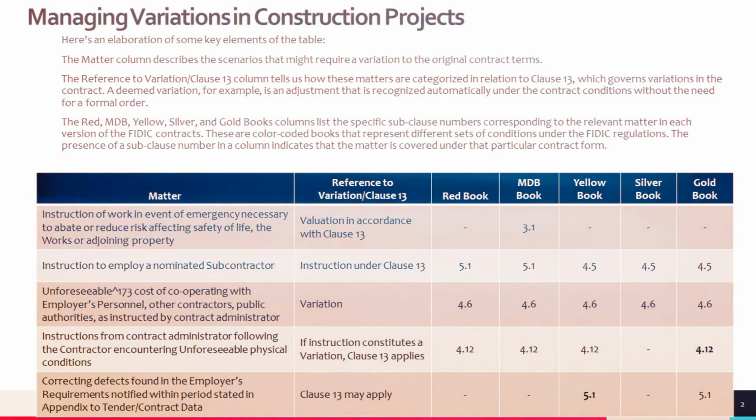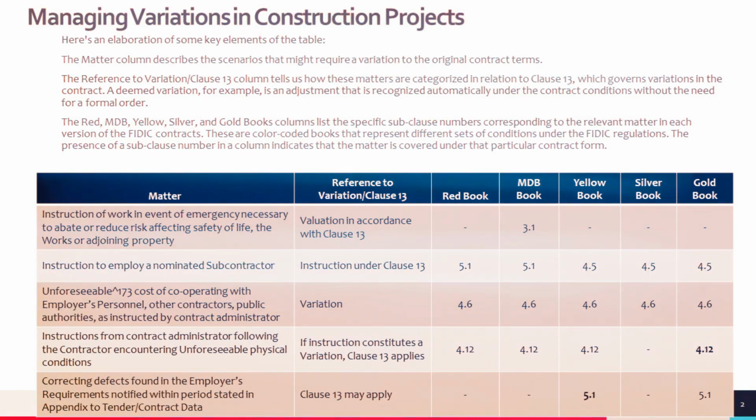Unforeseeable costs of cooperation with various parties, recognized as a variation in all contract forms under subclause 0.6, addressing costs arising from unforeseen collaborations. 4. Instructions following unforeseen physical conditions, treated as a variation in the red, MDB, yellow, and gold books under subclause 4.112, ensuring flexibility in response to unexpected site conditions.